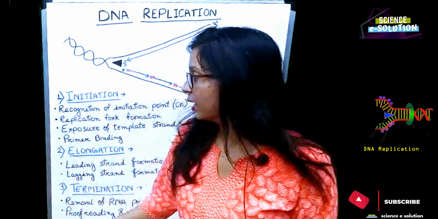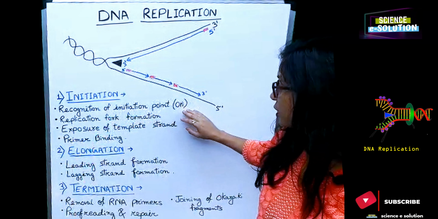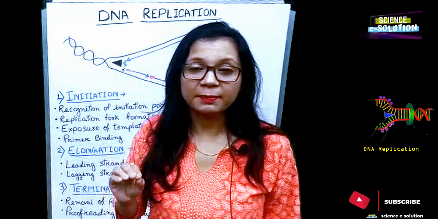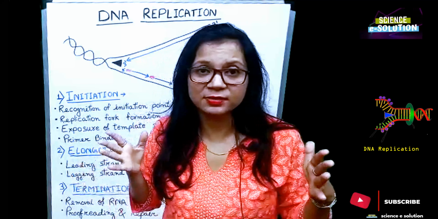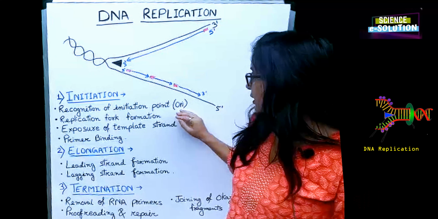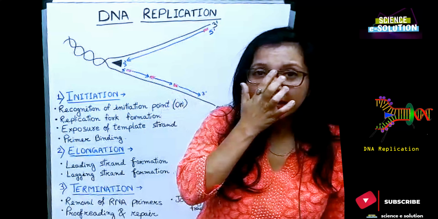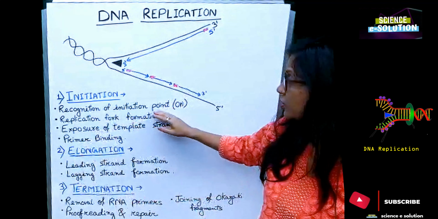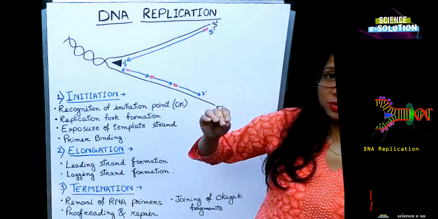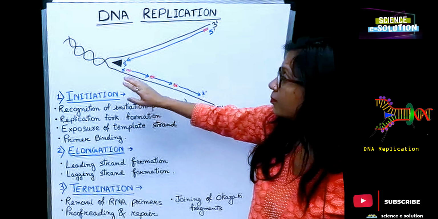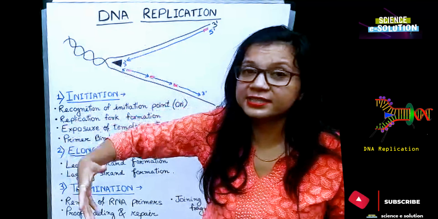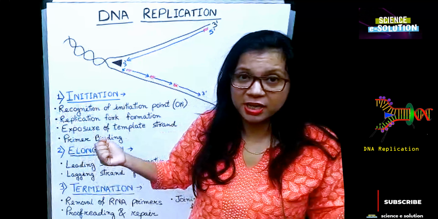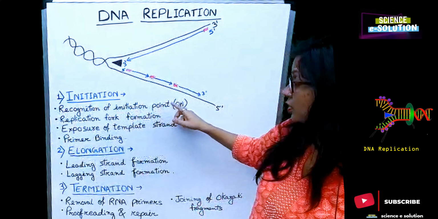The first step is recognition of the initiation point, that is ORI. ORI is the origin of replication from where replication takes place or the replication fork is formed. There is one ORI point in prokaryotes and multiple origins of replication in eukaryotes. Now this ORI is recognized by initiating proteins. Different initiation proteins recognize this site and bind to the ORI point so that the other enzymes could act on it, open up the helix and then replication could take place. So the first step is recognition of the initiation point.